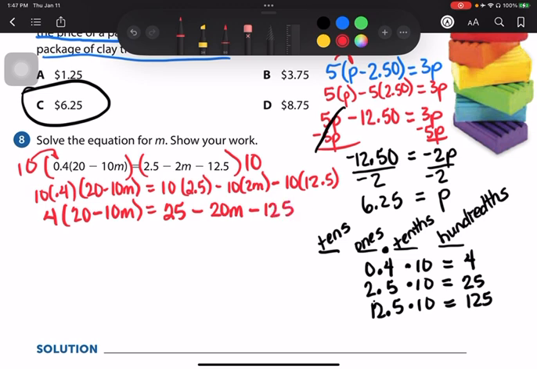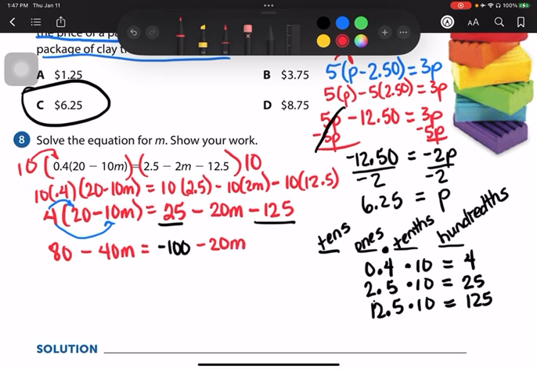Now I'm going to use the distributive property and distribute this 4 to the 20 and to the m. So now this gives me 80 minus 40m equals, I'm going to combine my like terms. This is a term that's alike with this one. So 25 minus 125 gives me a negative 100 minus 20m. All right, so I have my variables on one side.